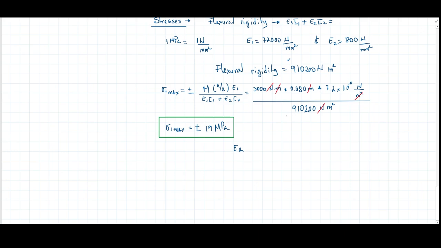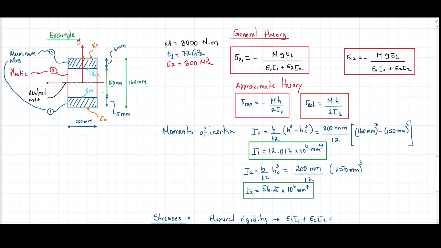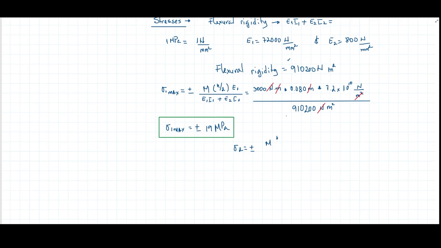Again, plus minus, because it's double symmetric. And then it's going to be M times the distance from the neutral axis to the point we want to investigate, and that's going to be this hc, which is 150 millimeters, divided by 2. So this is going to be hc divided by 2 times E2, and that's going to be divided by the flexural rigidity, E1 I1 plus E2 I2. How much is this? Well, I continue with the moment applied to it. Hc is 75 millimeters, but I'm going to represent it as 0.075 meters. And then we have 800 megapascals.